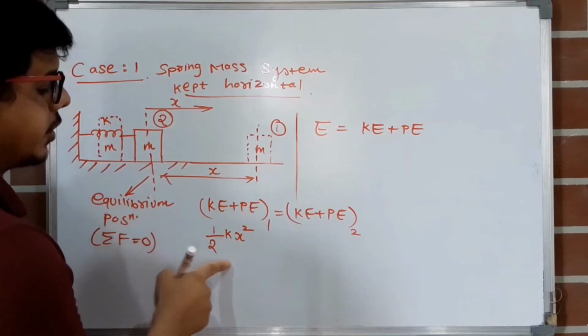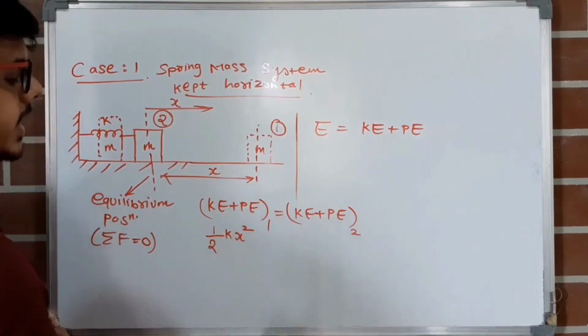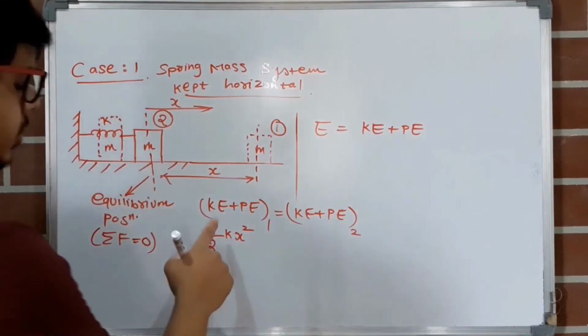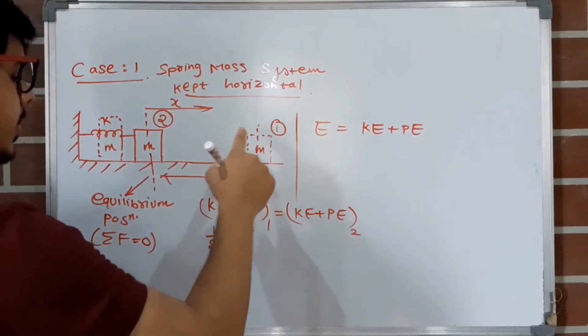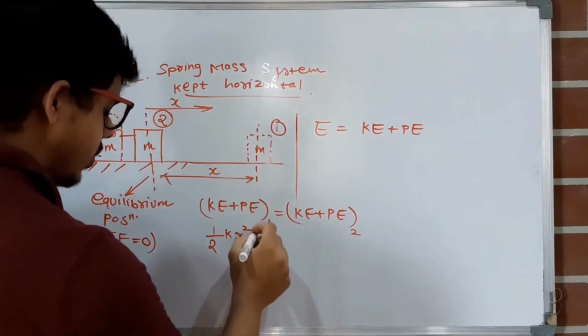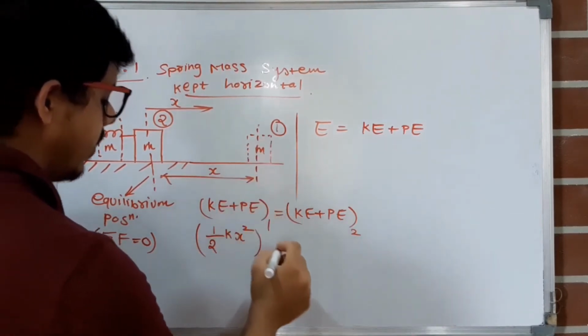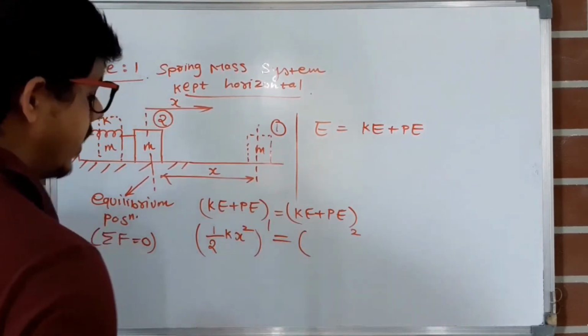I will show the derivation of this formula in the next video when we will discuss the energy method. Okay, so half kx square is the potential energy that will be stored in the spring at point 1. So this is the energy which will be at point 1. Now we will see for point 2.